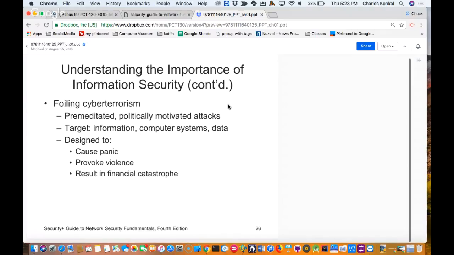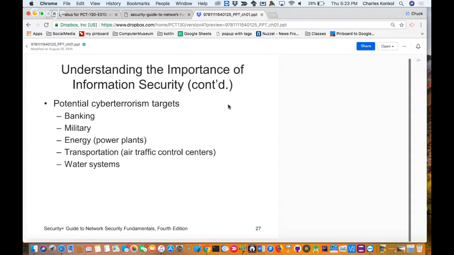But cyber terrorism is something that's premeditated. It's generally a belief system as well, and can be politically motivated. Targets would be information, computer systems, data, and it is designed to cause panic during pivotal times, before an election, after an election. We're seeing it happen now. Provoke violence and financial catastrophe. All of that. Potential cyber terrorism targets would be banking, military, energy plants, transportation, and water systems.